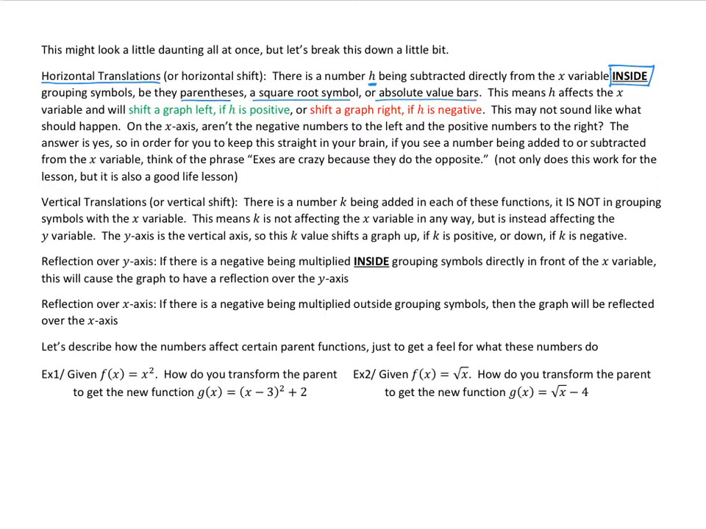When you have something paired up with x, that means it affects the x variable. And if you think about that, the x-axis is the horizontal axis that moves things left and right. When you say the x-coordinate is 4, you know you are moving to the right. So the h affects the x variable and will shift the graph left if h is positive, and it will shift a graph right if h is negative.